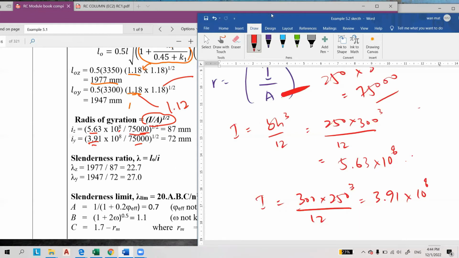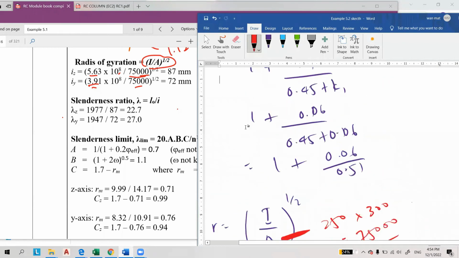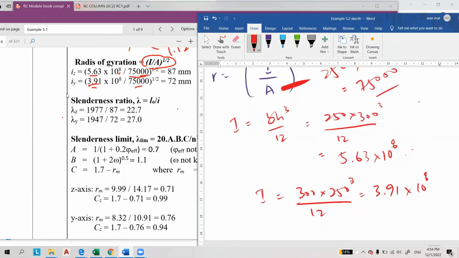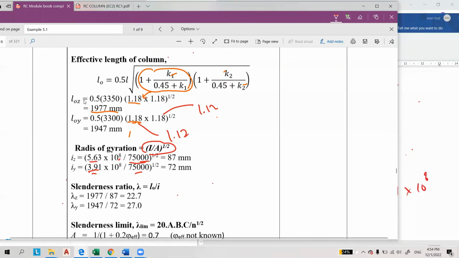Okay class, welcome back to our class. Can somebody tell me what is the value of L0Y here? If the value here is not 1.18, this value is 1.12 actually. So what is the value here?